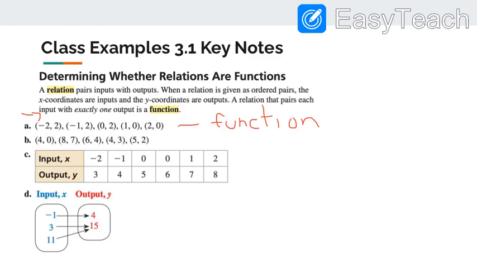Now our next one here, 4, 8, 6, 4, 5, you'll notice that the 4 repeats twice and it goes to two different numbers. This automatically tells you it is not a function, because the input, the x value, is used the same, but it goes to a different y value. Here 4 goes to 0, here 4 goes to 3. So for the second one, this one is not a function.